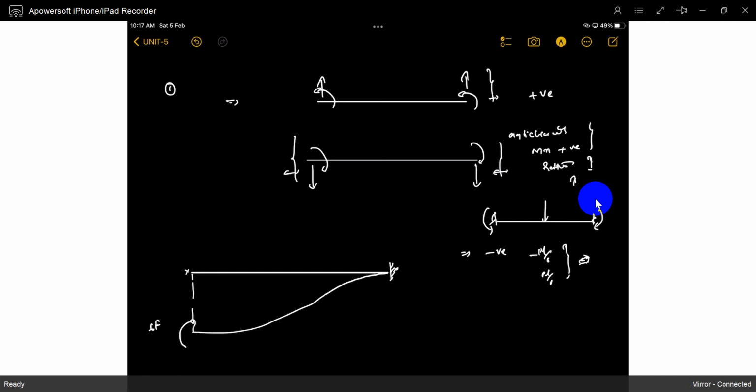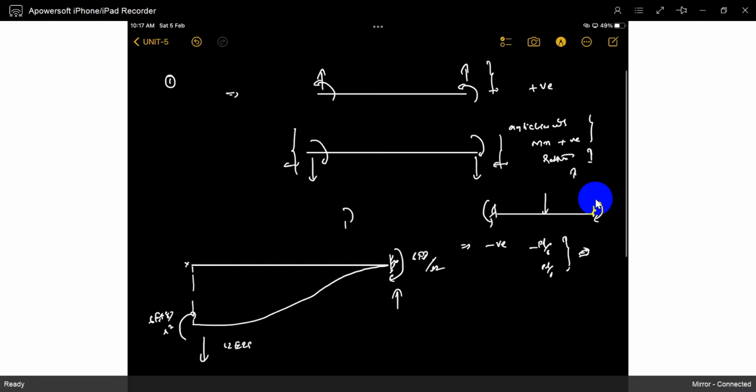You already know 6EI by L square. The moment is in this direction, so the forces are in this direction. Then 12 EI by L cube. Now you can write K11. K11 is what? This is the first direction, we applied unit deformation, and the force generated is 12 EI by L cube, positive.